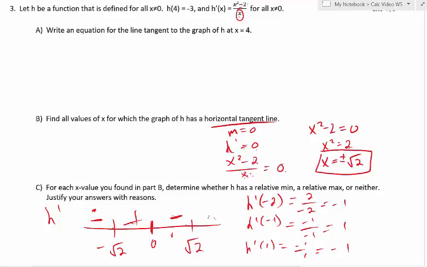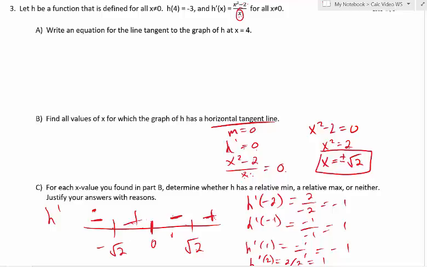Something from this interval, a simple number to use would be +2, because that is to the right of 1.4. Plugging in 2 to the derivative gives us 4 minus 2 over 2, which is a +1 and a positive result.